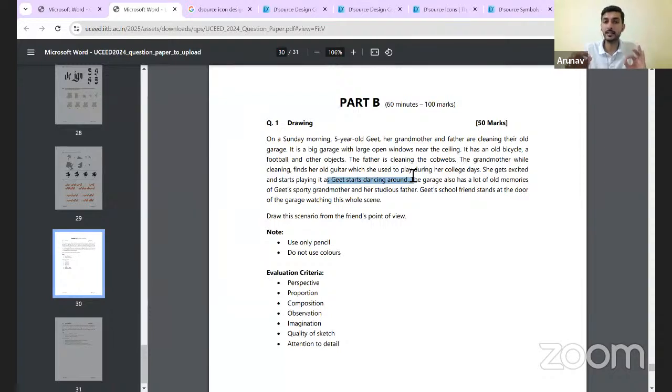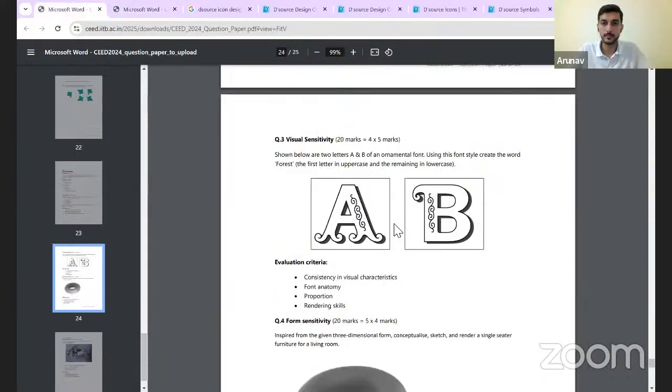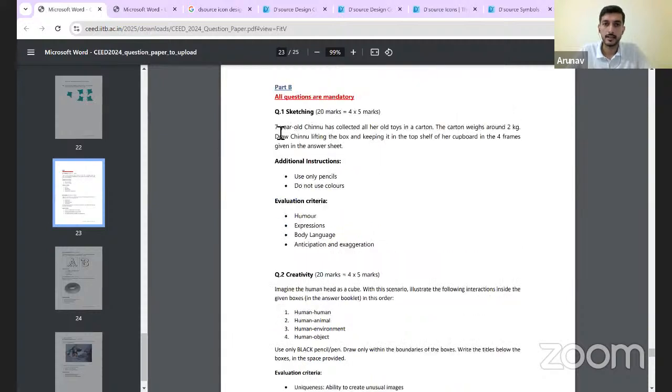A grandmother is playing guitar in her living room, maybe, or not in the living room only, just playing guitar. That is what they will ask. Look at the question from SEED, a sketching question: a 7-year-old Chintu collected her old toys in a carton. The carton weighs around this much. Draw Chintu lifting the box, keeping it on the top shelf of the cupboard. That's it. Just lifting the box and keeping it on the top shelf of the cupboard. That is what he's doing, and you have to draw this.